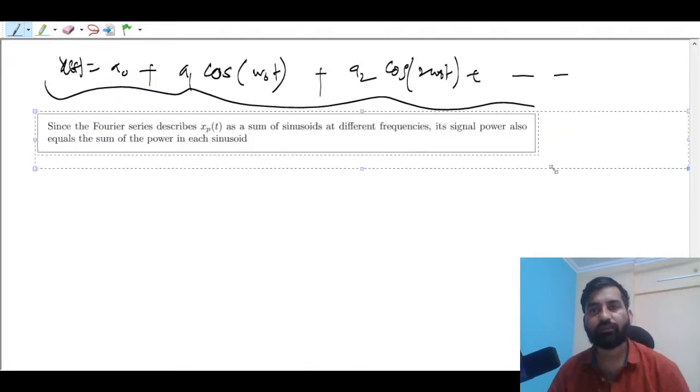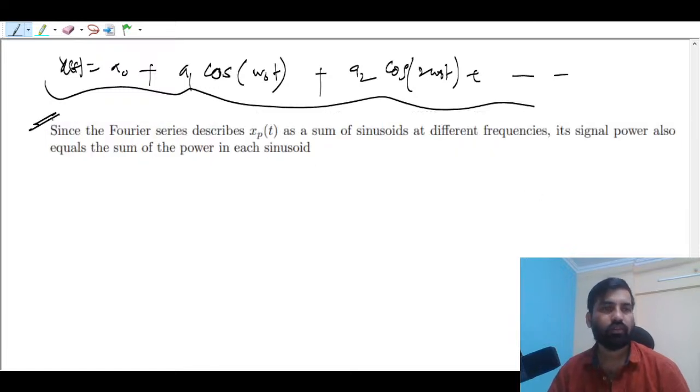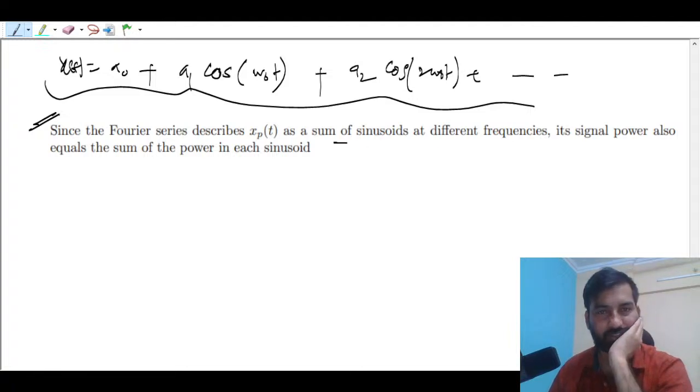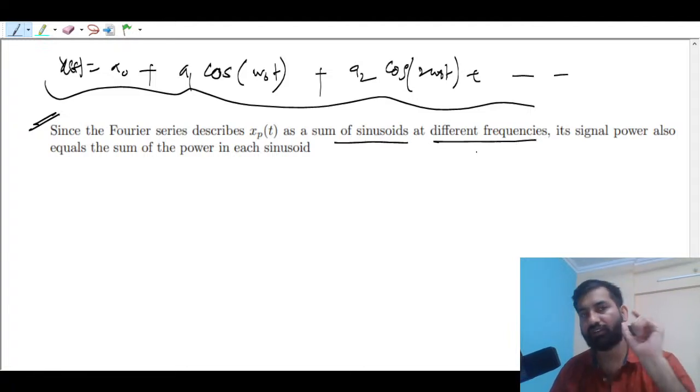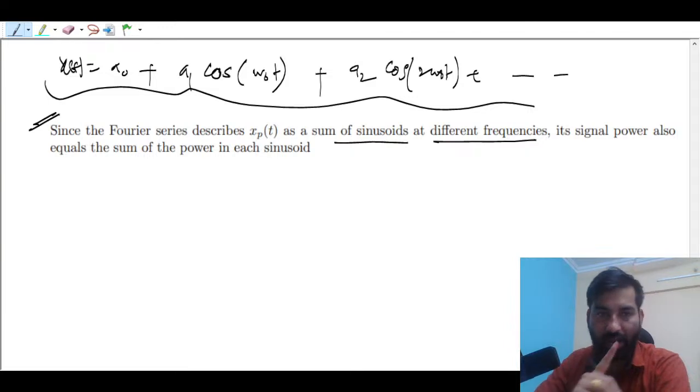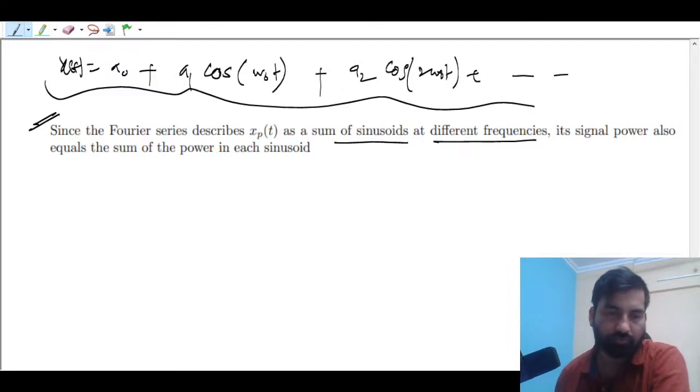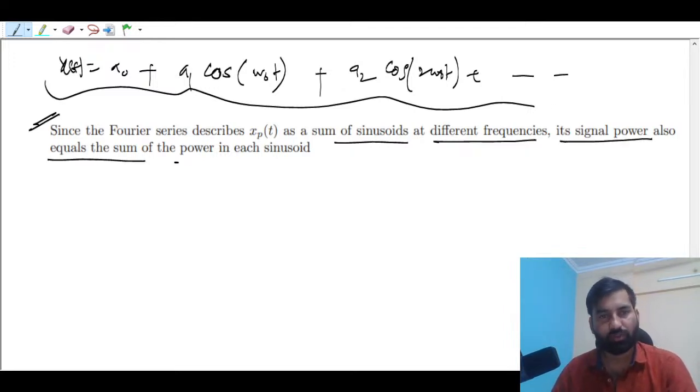Since the Fourier series describes the periodic signal as a sum of sinusoids at different frequencies, frequency must be different, okay? I have told you also in one of the sessions. So आपको ये समझना पड़ेगा, ठीक है? Its signal power also equals the sum of the power in each sinusoid.